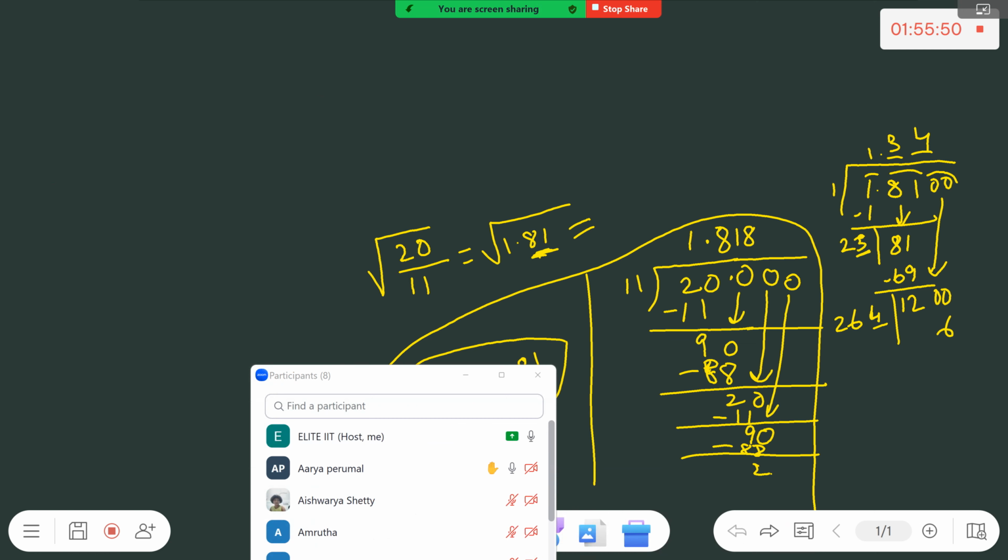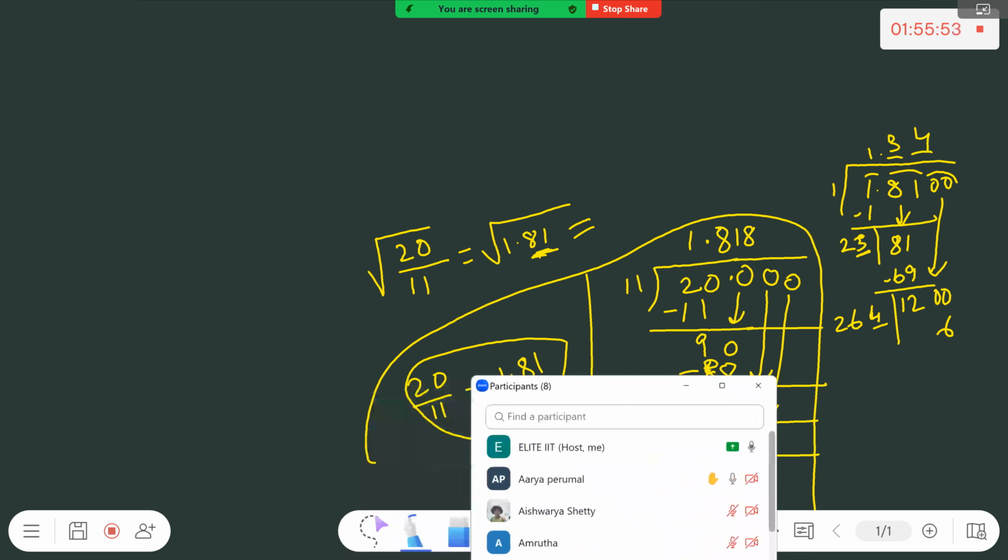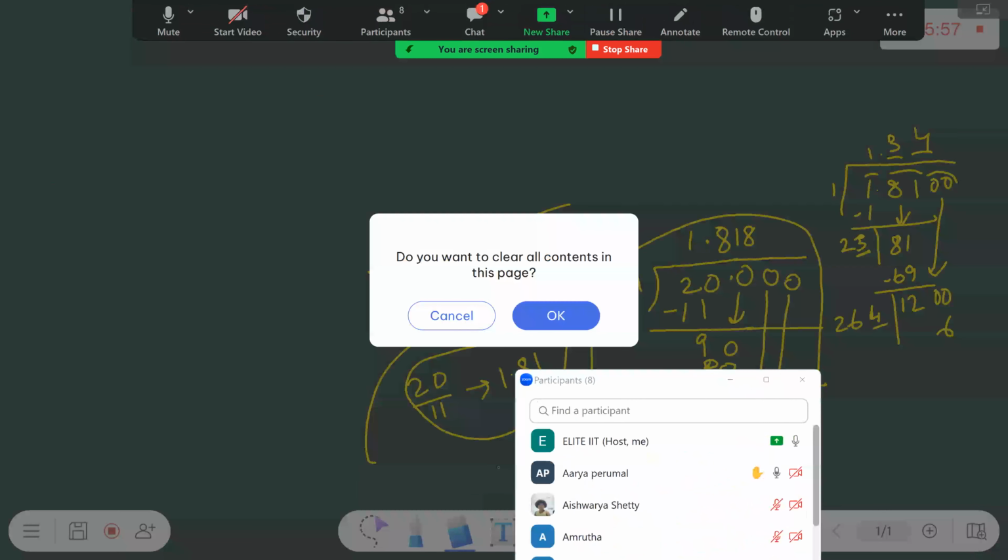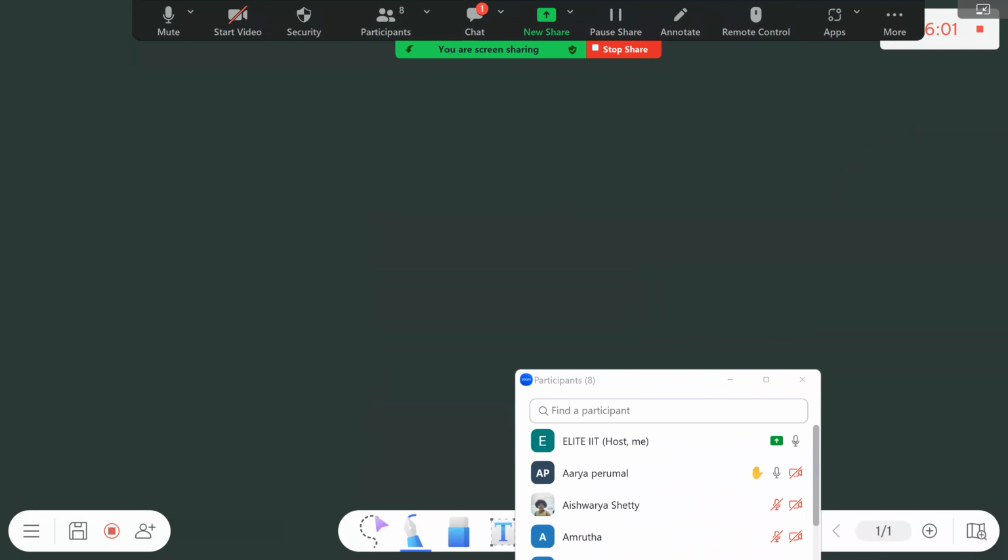Okay, Arya, write down the homework. Find the square root of the following numbers using both factorization method and division method. Okay. Now write down the homework.